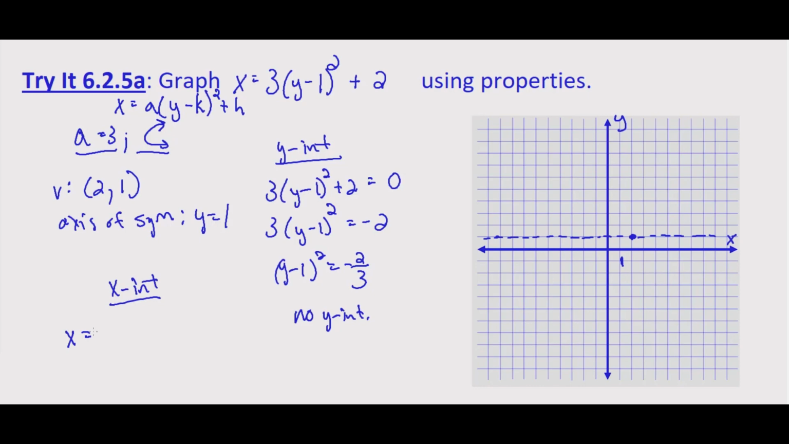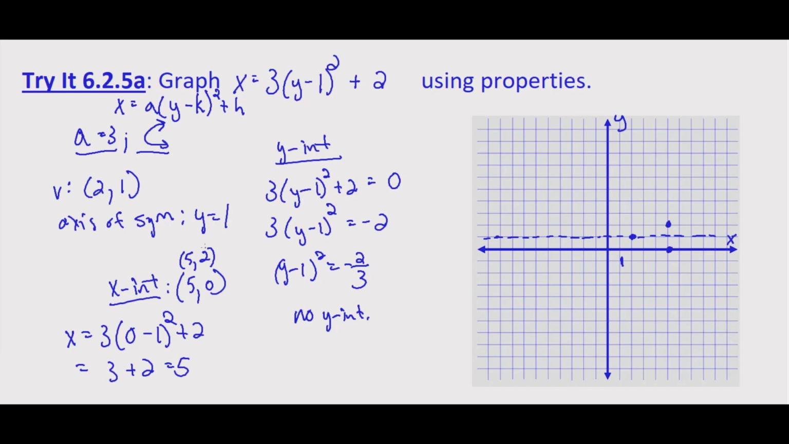So let's go ahead and substitute. 3 times (0 minus 1) squared plus 2. That equals 3 times negative 1 squared, which is 3 times 1, which is 3, plus 2, which equals 5. So that means the x-intercept is going to be at (5, 0). So 1, 2, 3, 4, 5, 0. So that means there's also going to be a point at (5, 2) on the opposite side of the axis of symmetry.